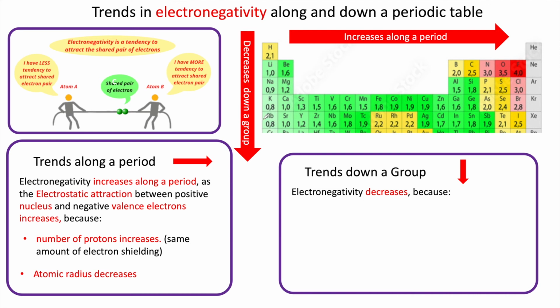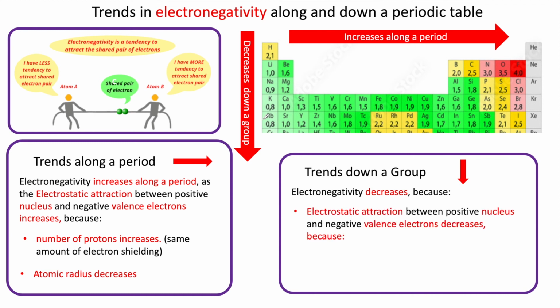So in an exam question, we could write: electronegativity decreases because the electrostatic attraction between the positive nucleus and the negative valence electrons decreases because, first of all, the atomic radius increases, there are more electron shells, and secondly, a greater electron shielding. And that is a classic question in applied science for describing the patterns in electronegativity for the periodic table.